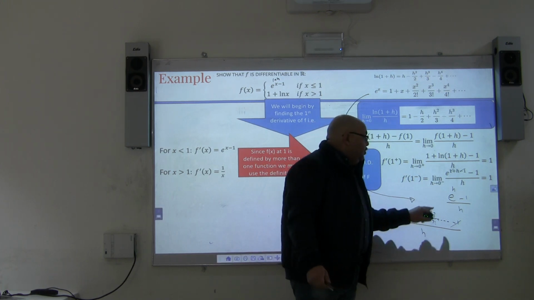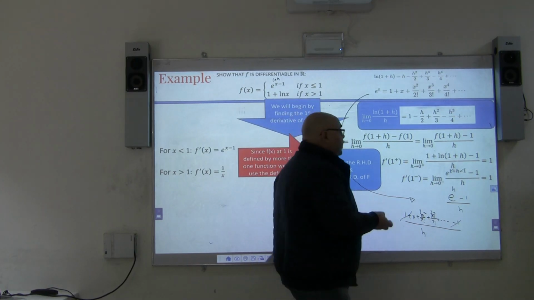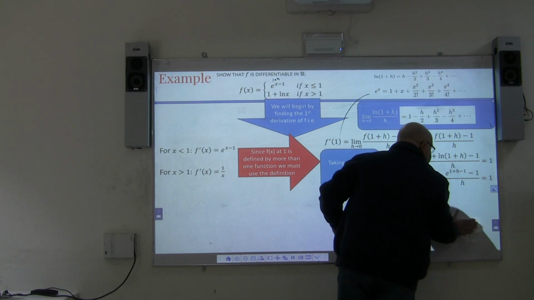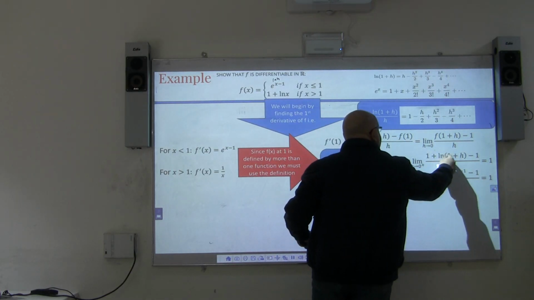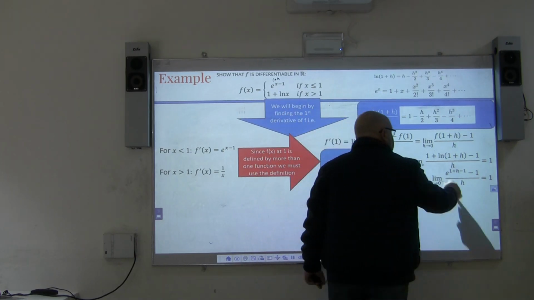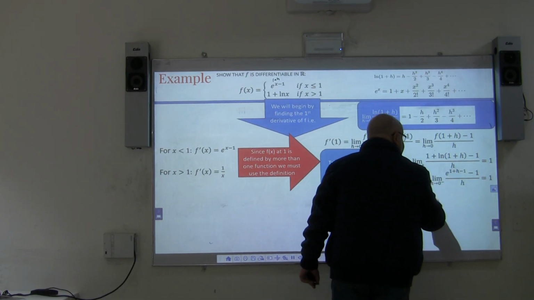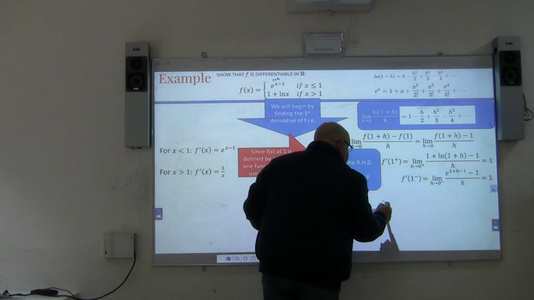Take h equal to 0, so you will have the same exact result. Those two examples of the limits are famous ones. Down the road, once you see ln(1 plus h) over h, the limit is equal to 1. And also, e to the power of h minus 1 over h, the limit is also 1.